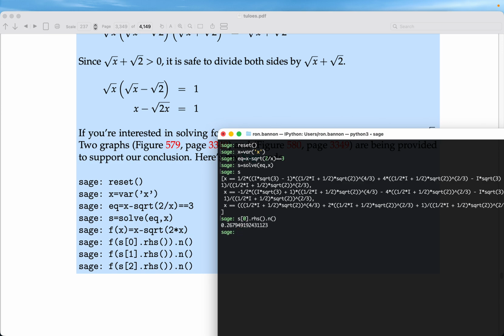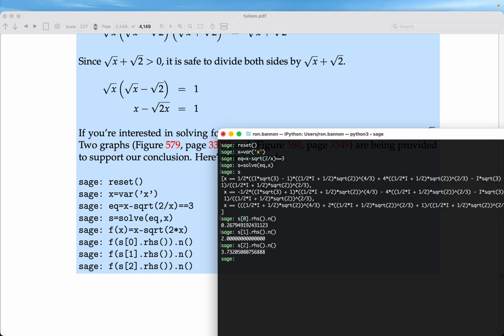Now what do I do? I want to do s of 1. That's the second element, and I want an approximation to that. And then I want s of 2. I'm sorry, I didn't say that. I should write that down. I'm just going to type over this and do the 2 now. All right? So that's what the 3 solutions look like.